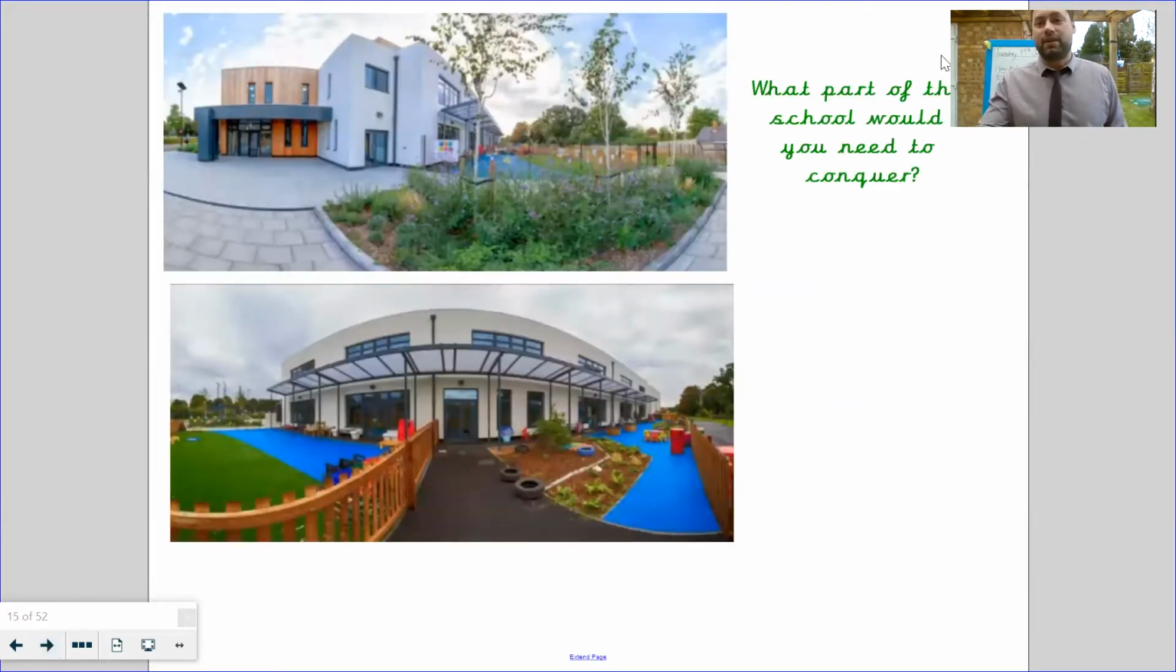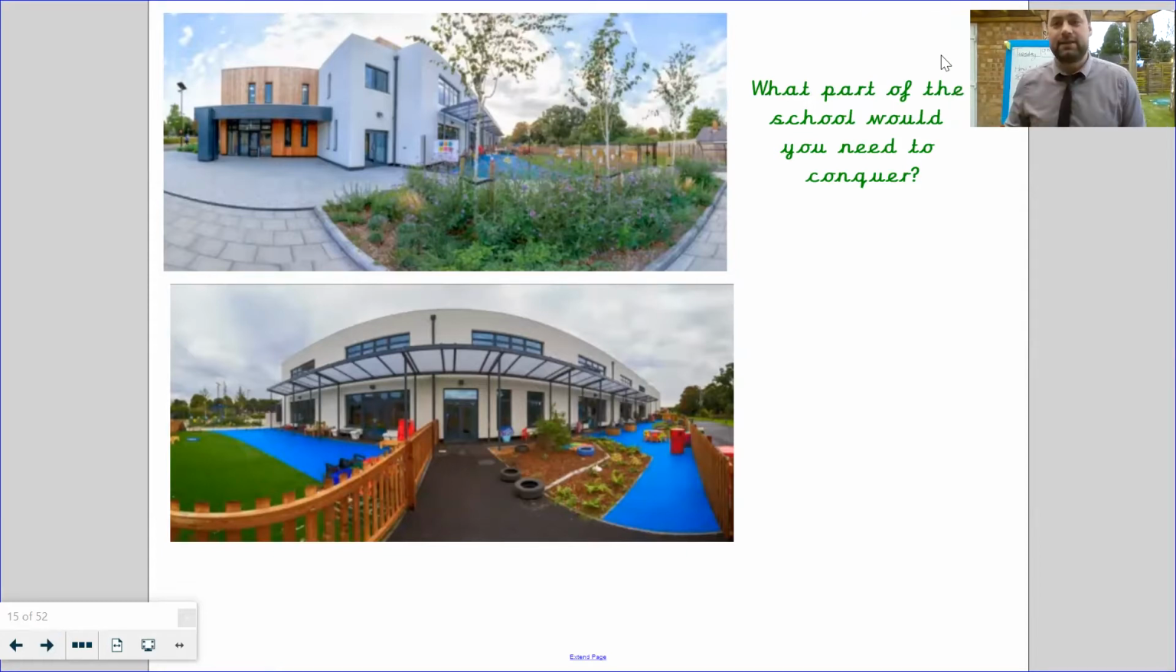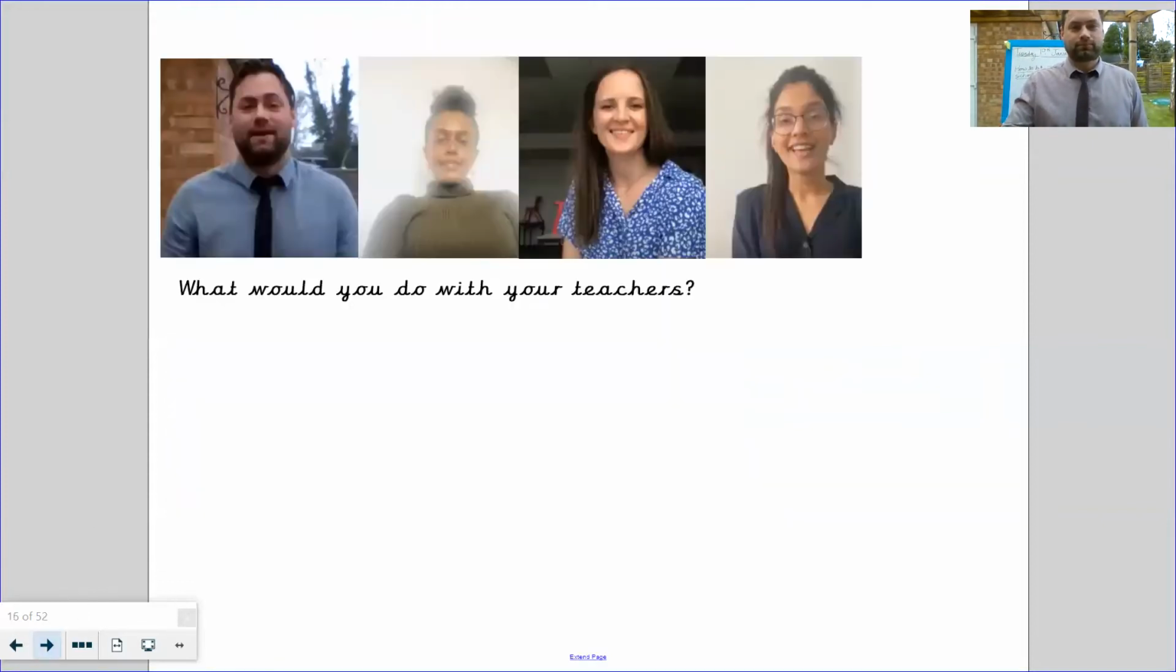Now, first of all, you need to think about what part of the school you would need to conquer, okay? And conquer is a technical word that hopefully you will use. Are you going to be conquering the front entrance where the office is and going through there? Or are you going to break in through nursery? You need to take over the reception area. So think about where your attack is going to come from, or which part of the school you would need to conquer first. Think about your teachers. What are you going to do with your teachers? Are you going to try to get them on your side, or what?